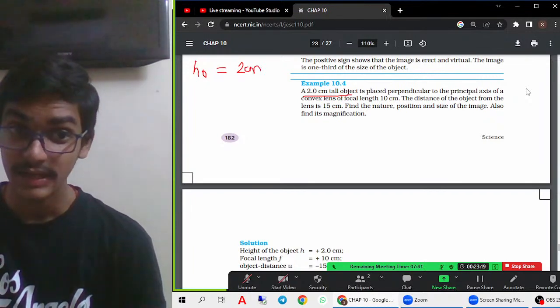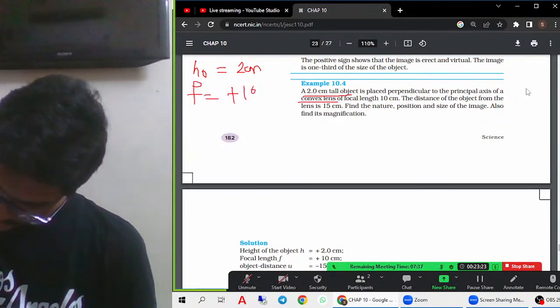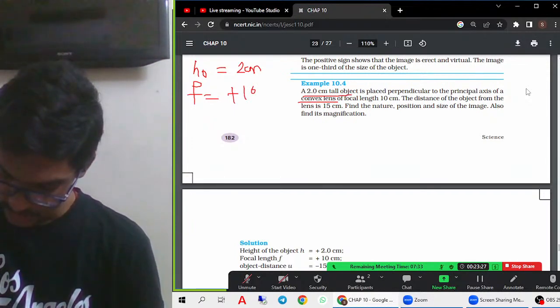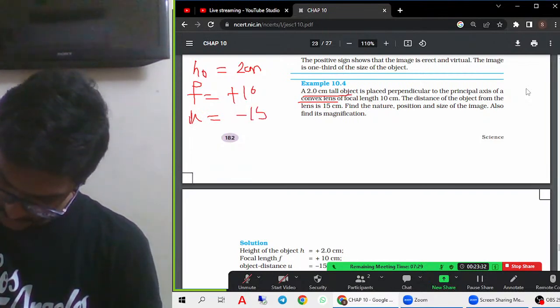Convex lens, you have to remember, focal length is always taken as positive. And the distance of the object from the lens is 15 centimeters. Distance of the object, so u is always negative, so minus 15 centimeters. What we have to find is v.